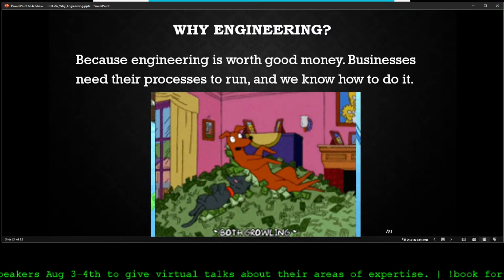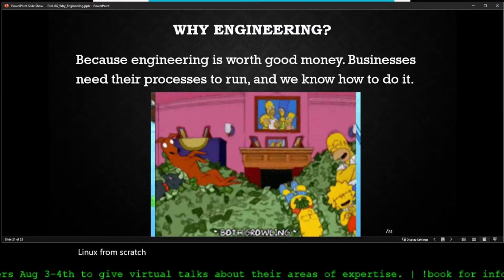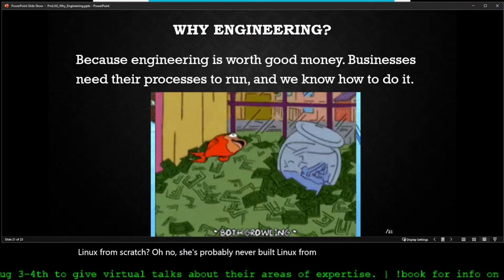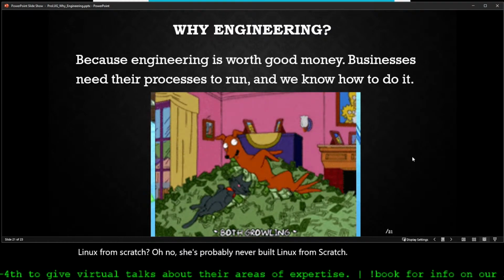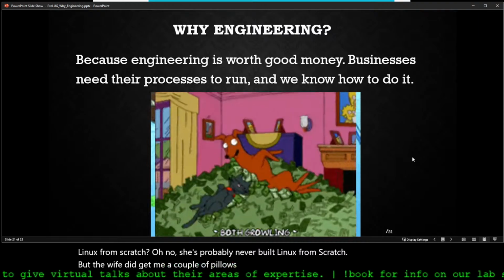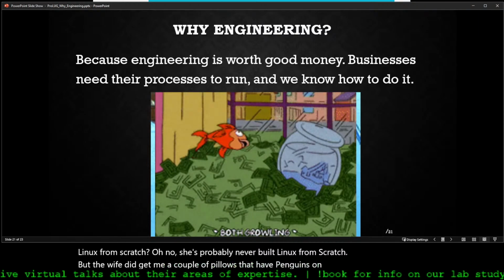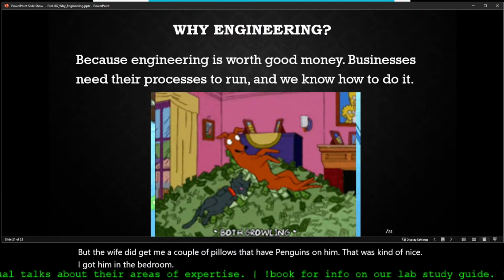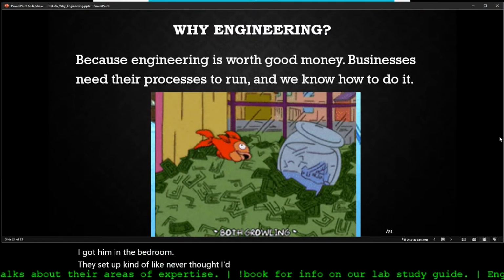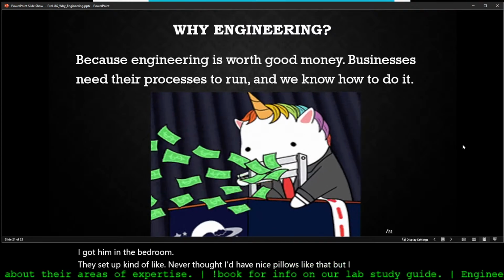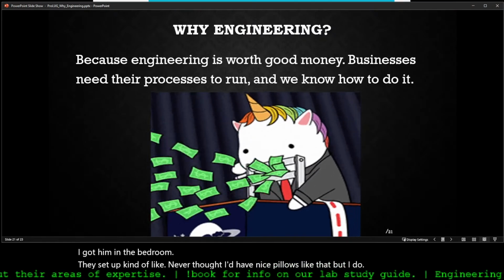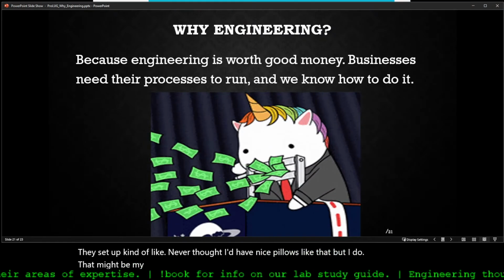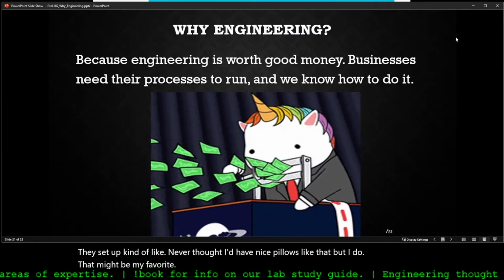Oh, Linux from scratch. Oh, no, she's probably never built Linux from scratch. But the wife did get me a couple of pillows that have penguins on them. That was kind of nice. I got them in the bedroom. They sit up, kind of like. Never thought I'd have nice pillows like that, but I do. That might be my favorite. Oh, right there. That's why we're engineers. All right.